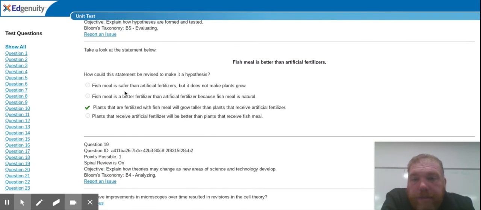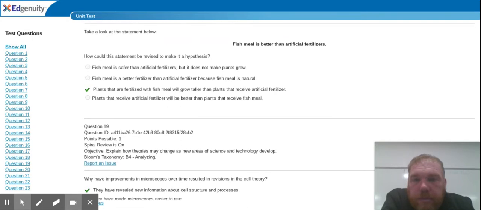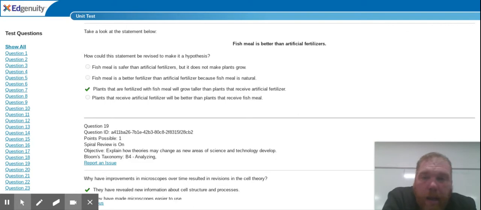It's not about safer. It's not about whether it's natural. And artificial, it's not about... Will they be better? Better how? So we have to see something that we can measure.